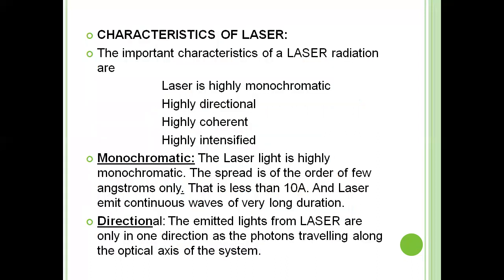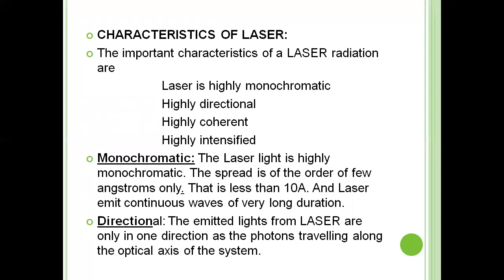Coming to the characteristics of a laser, there are four important characteristics. One is monochromacity, then high directionality, high coherence, and high intensity. Monochromacity means the laser output, whatever we get from the device, has only a single wavelength. The spread of its wavelength will be in the order of a few Angstroms only, and it will definitely be less than 10 Angstroms. And lasers emit continuous waves of very long durations.